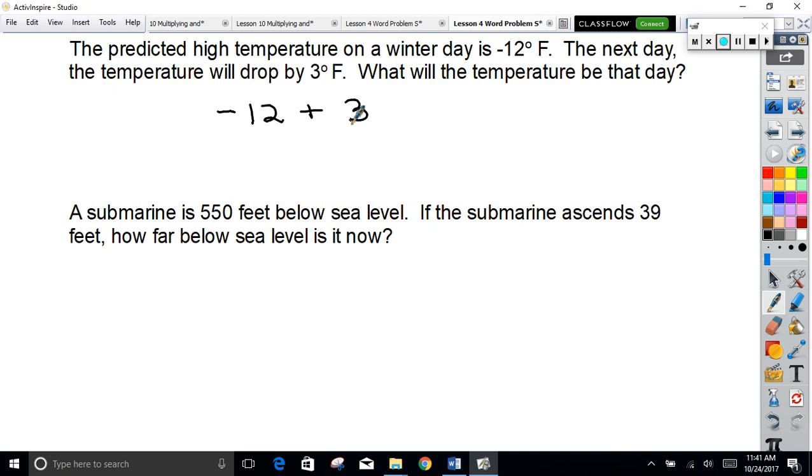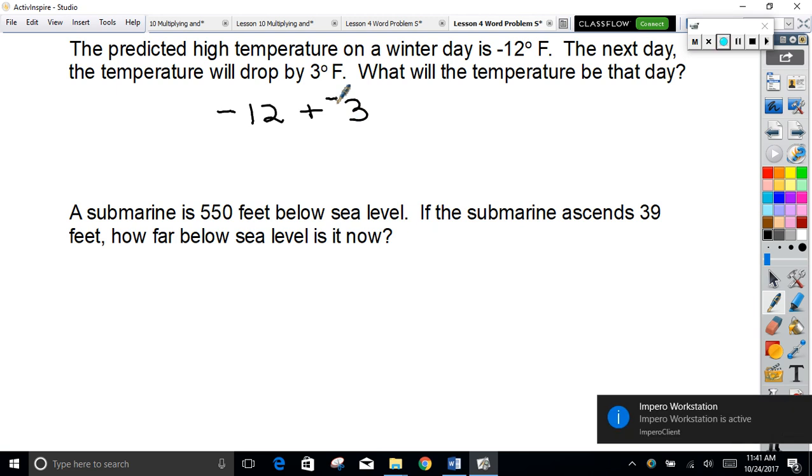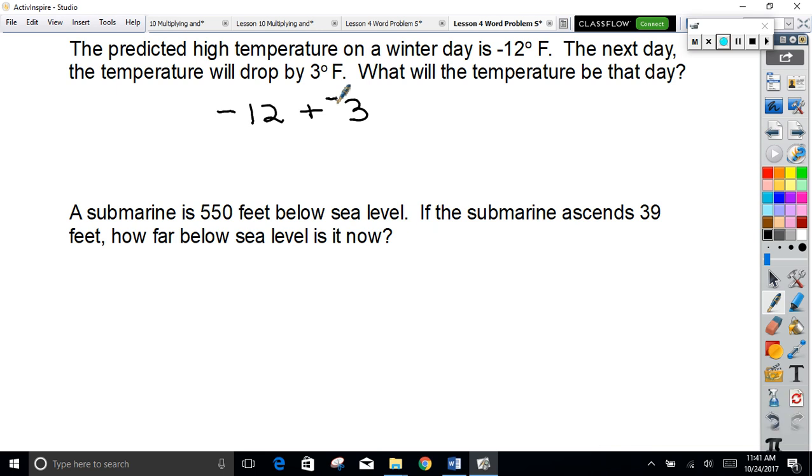Plus 3? Do you guys agree with that? Nope. No? Yes. Plus -3. How do we know that it's -3 and not +3? Because it's dropping. It's below. Dropping. Good. That word drop tells us that it's negative.